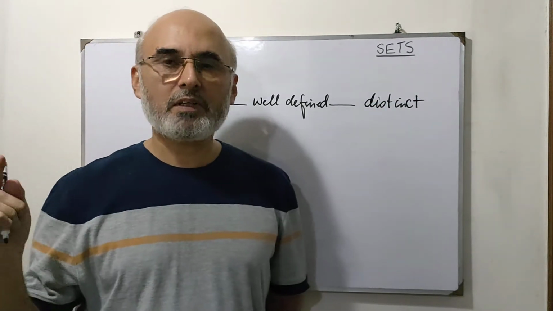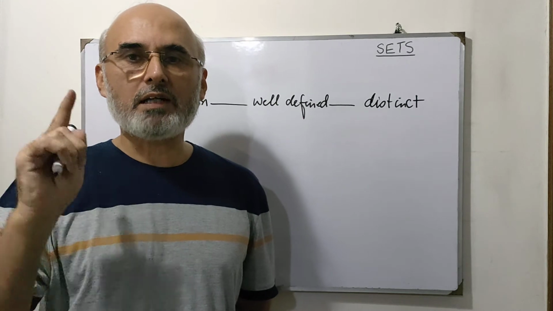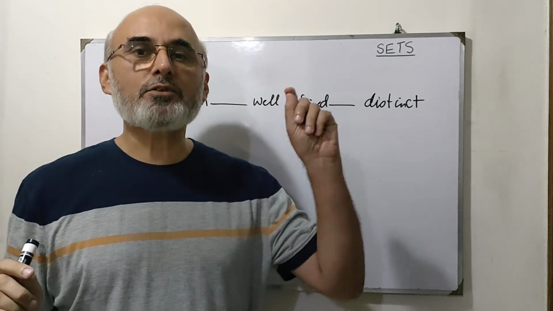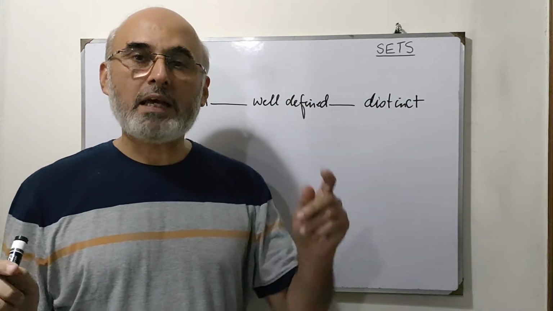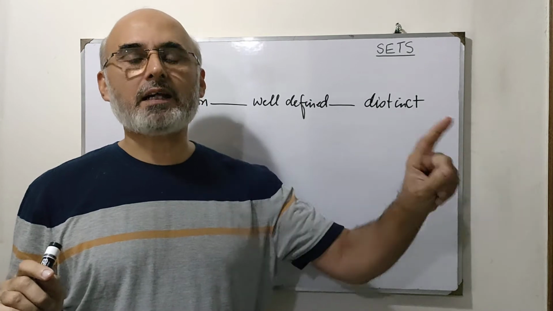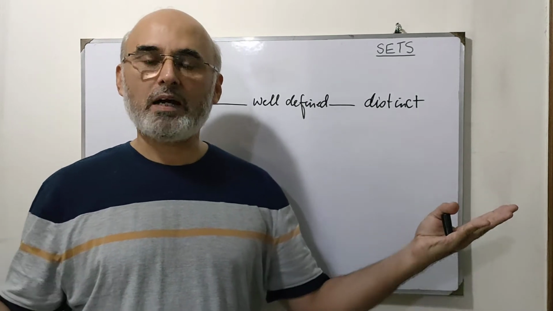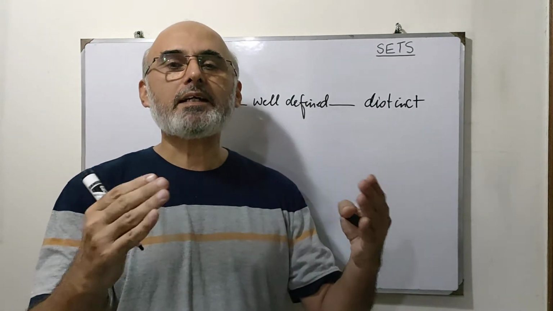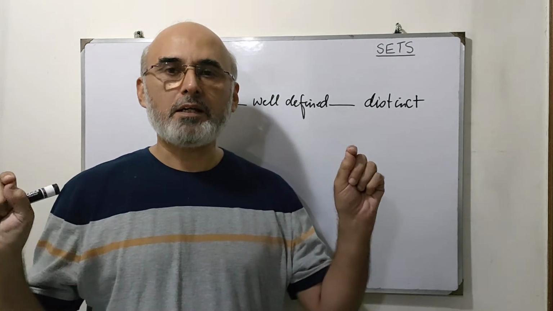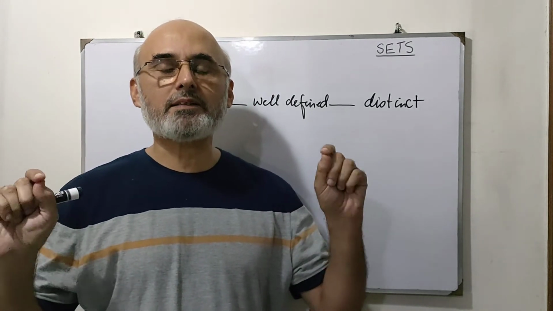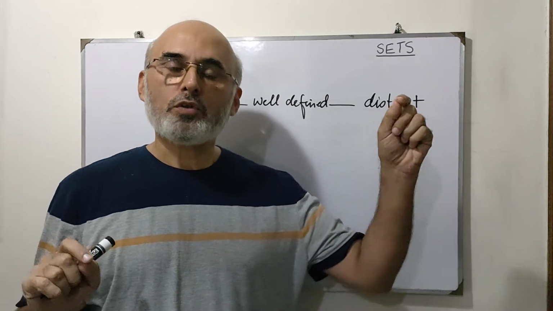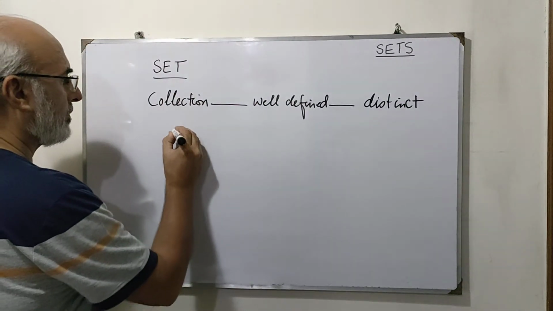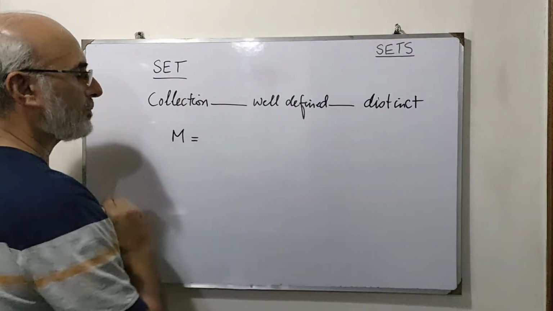For example, if I say students of class 10, okay, students, it's a collection. I'm saying students of class 10, a well defined collection, and each and every student of that class is distinct. So I got a set of students of class 10, right? Let's take another example. Name of months, and I am going to take a set of month names whose name starts with J. Okay, let's say M is equal to.